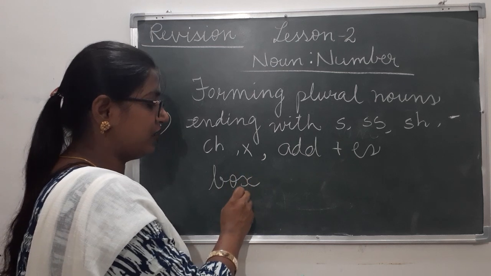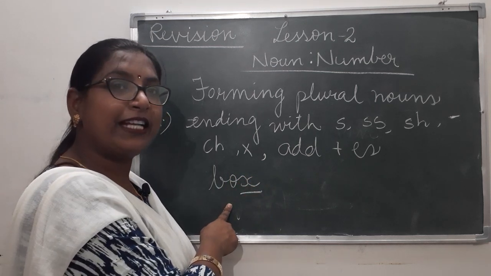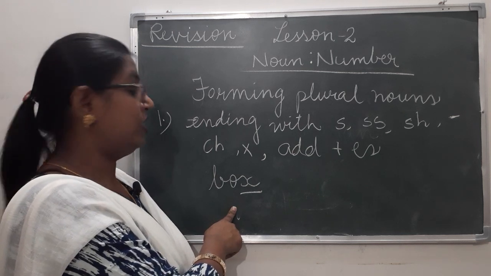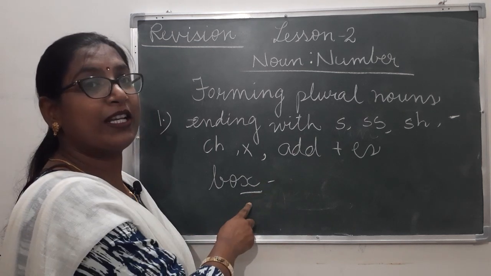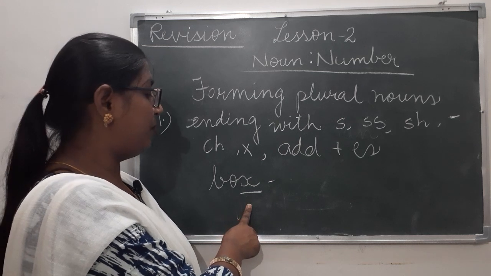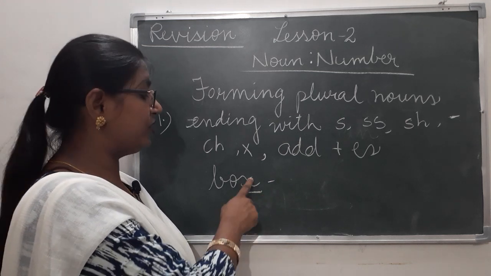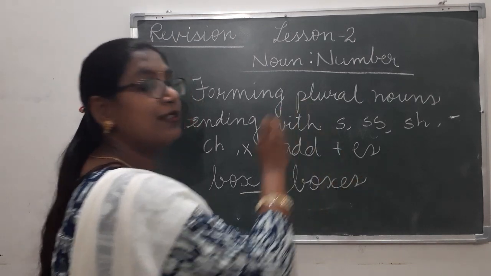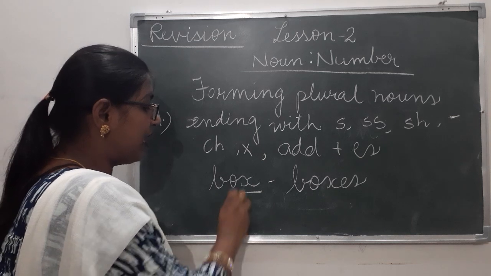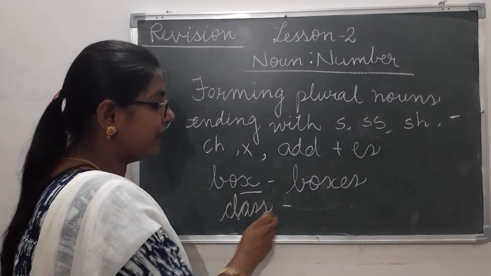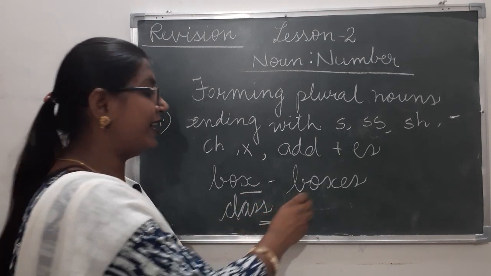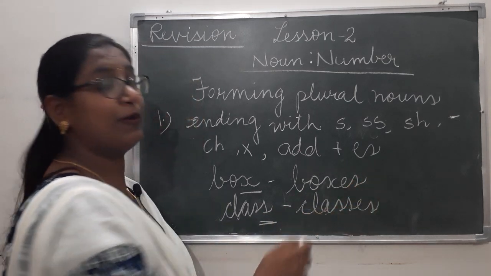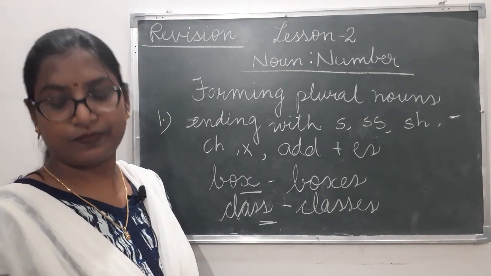The word box indicates singular. It is one. So when we have to make its plural form, we add ES with it because it is ending with X. So the box becomes boxes. Class is ending with double S. So we add ES to make it plural. It becomes classes by adding ES.